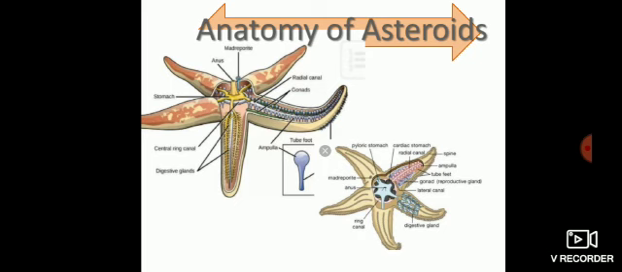The tube feet have two parts. First is the ampulla and the second is the podium. The ampulla is the rounded circular portion and the podium is the elongated portion. The ampulla and podium are structurally the same, but muscular differences are present in both of them. The ampulla has both circular and longitudinal muscles, but the podium only has longitudinal muscles.